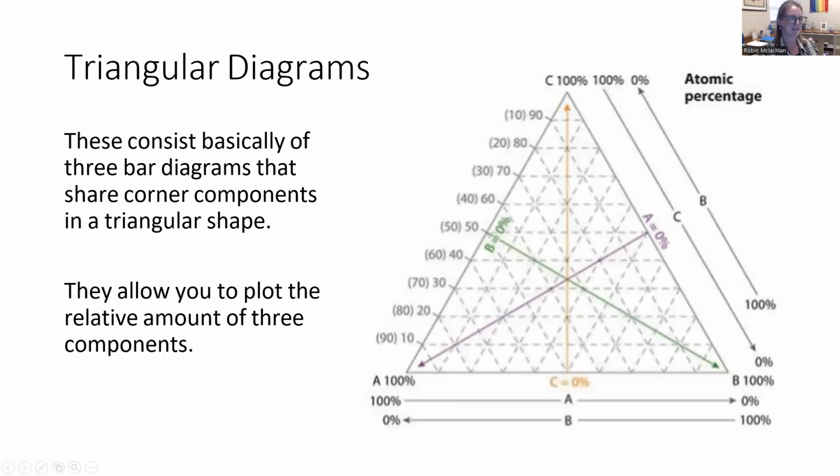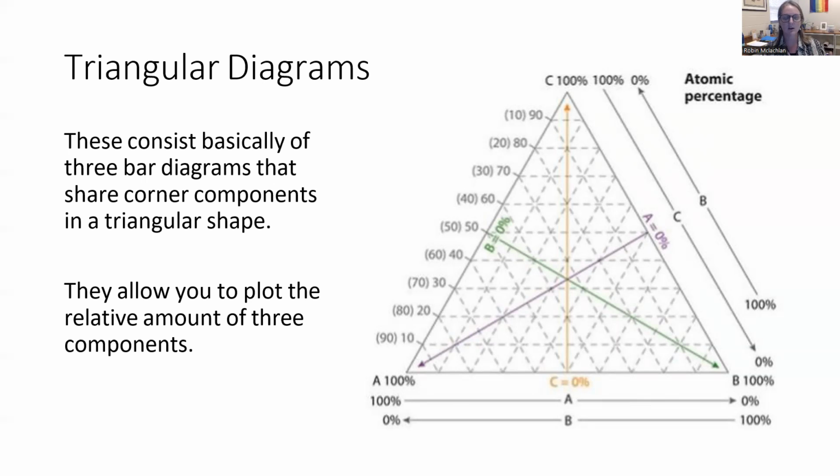So triangular diagrams. As their name suggests, these are diagrams that are triangles, meaning they have three axes. We're really used to looking at graphs with two axes, right? An X and a Y. So we can plot a point based on how far along the X-axis it is and how far along the Y-axis it is. So you're super familiar with plotting in 2D, two-dimensional graphs.